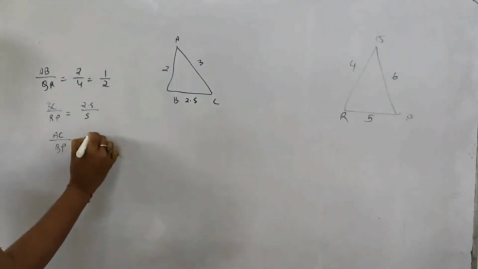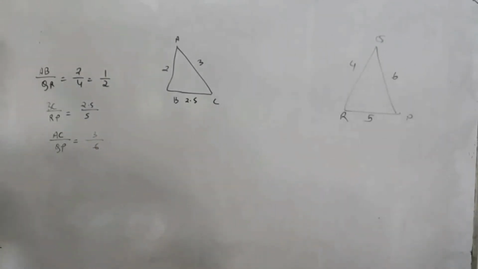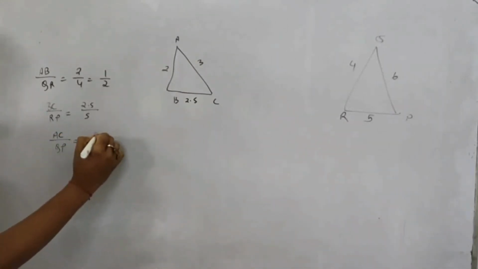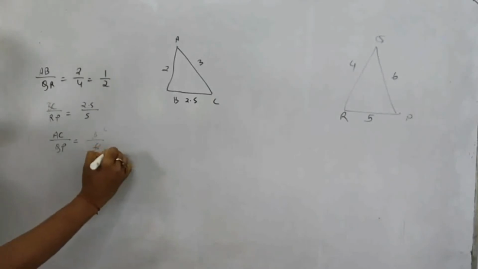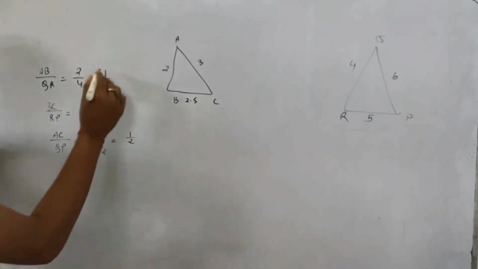So AC is what? 3. And then QP is what? 6. So now solve this one. 3 1s are 3. And then 3 2s is what? 6. So 1 by 2. Done. Now these two are matching, right?